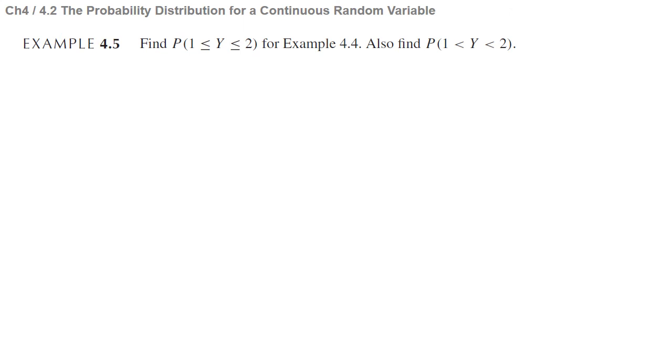Next example is example 4.5. Find the probability that Y is greater than or equal to 1 and less than or equal to 2 for example 4.4. Also find the probability without the equal sign. Okay, in the previous example, the probability density function f_Y is 3 over 8 y squared for Y in this range, and 0 otherwise. We want to calculate the probability of this and that. Let's go with this one first.